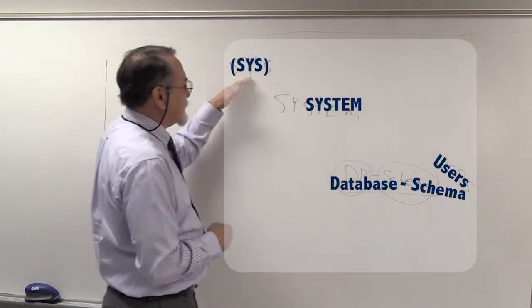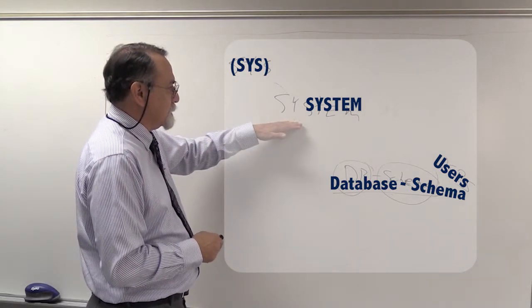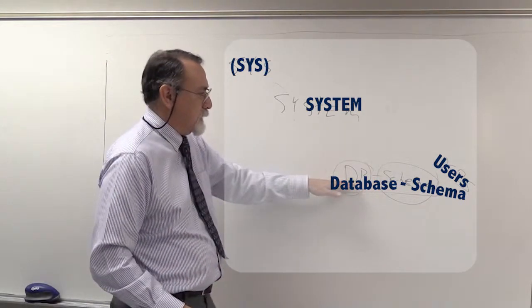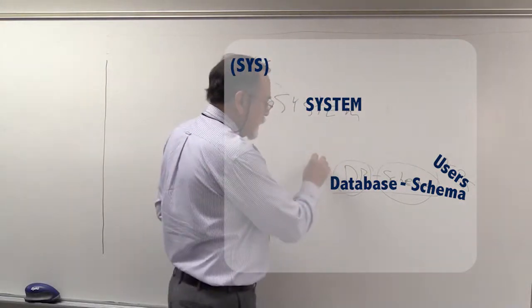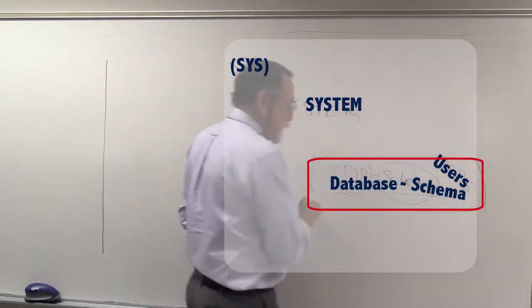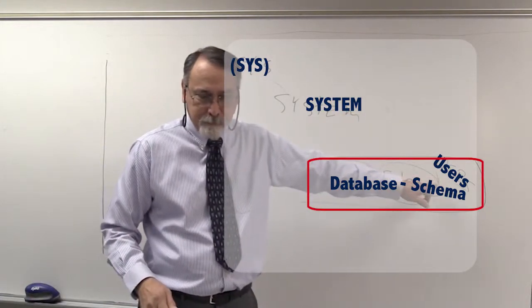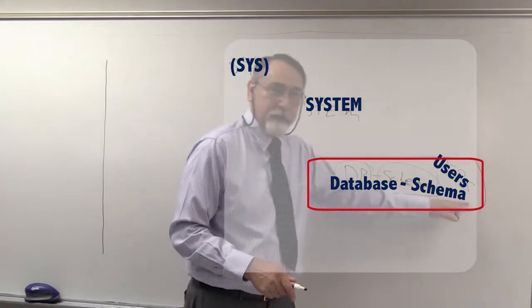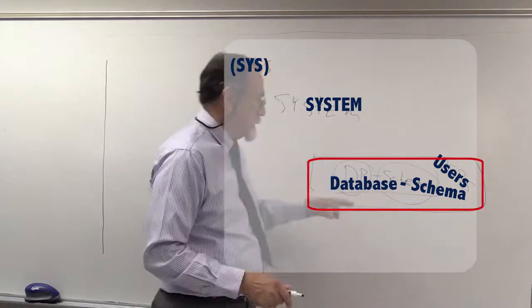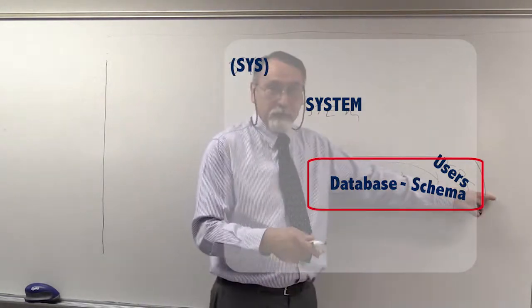So we're going to look at sys, system, and the schemas of the DBA, which are considered users. Now, since this is where the actual work gets done, this is where the databases occur, you as a manager are going to manage this user. The database, the schema, all the users.